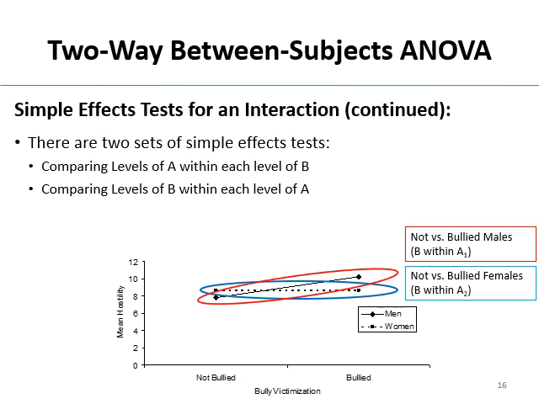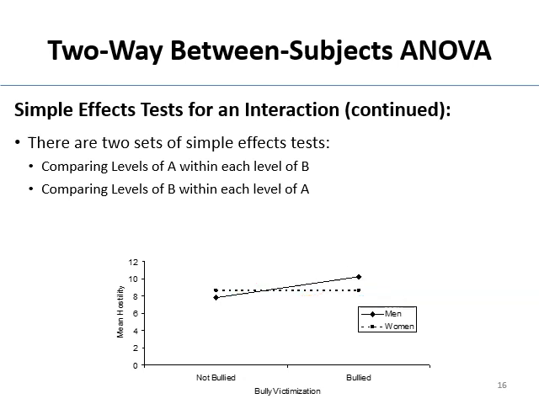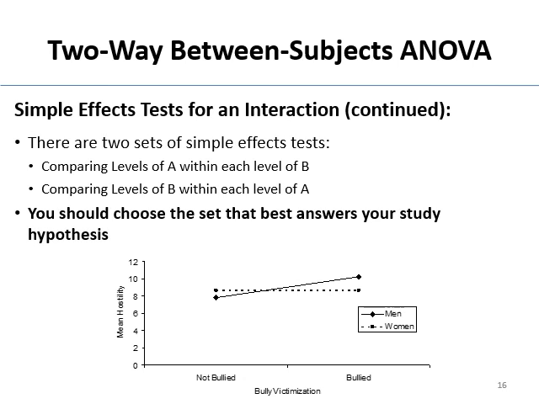So the first one is between lines, right? It goes across the lines, I guess. This one is along the lines. So which one do you do? The one that best answers your hypothesis or makes the most sense. There we go. Which is what I say here.